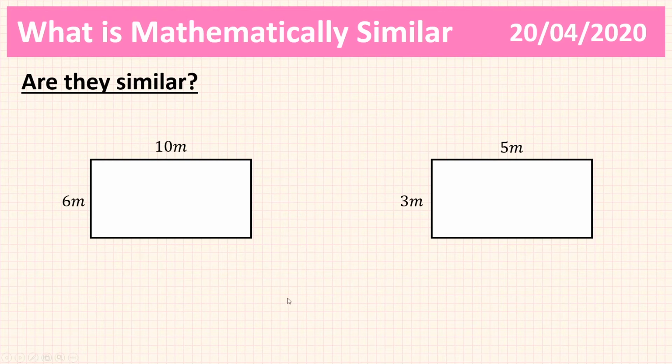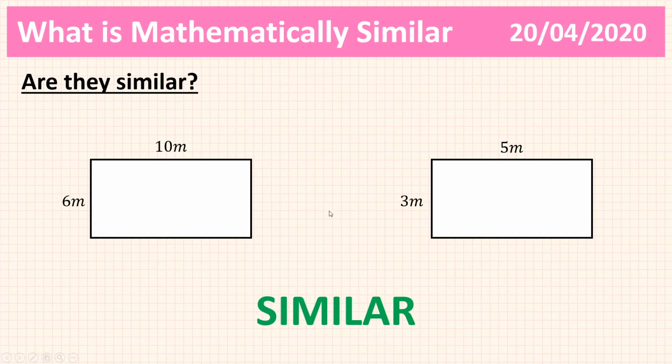If you said they are similar, you are correct. They are definitely similar. If you have a look, this is twice as big as 5, 10 is twice as big as 5, and 6 is twice as big as 3. So one is an enlargement of the other, therefore they are similar.